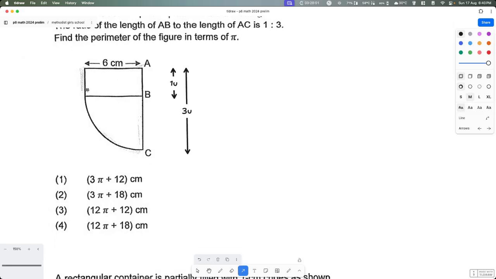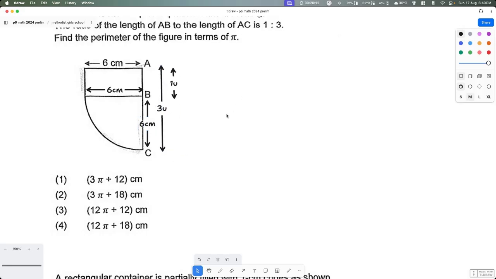So we know this is 6 centimeters, so this is also 6 centimeters. That means this is also 6 centimeters, right? So that means 3 minus 1, 2 units is equal to 6 centimeters. So 1 unit is equal to 6 divided by 2, which is 3 centimeters.